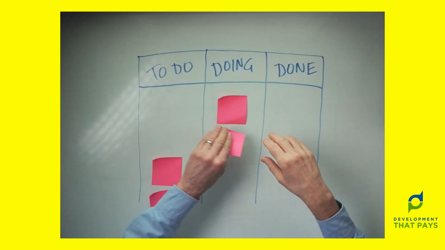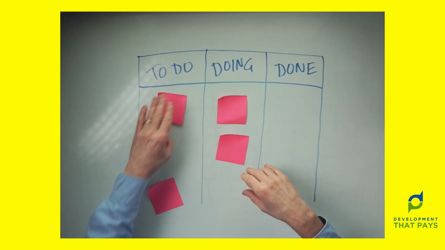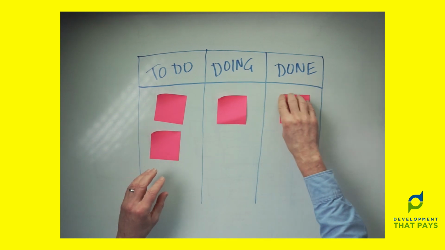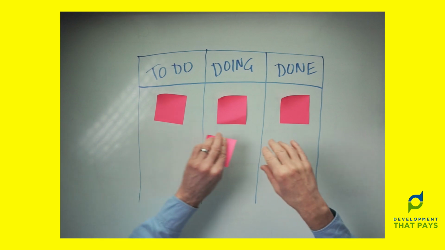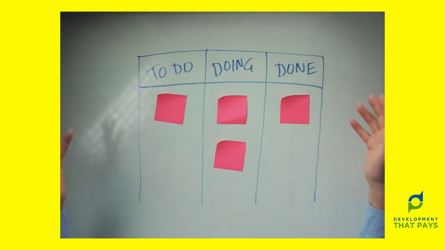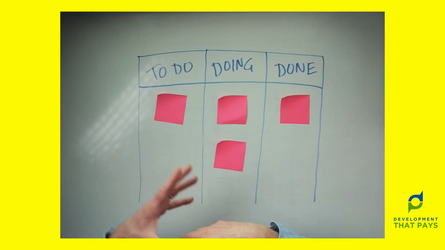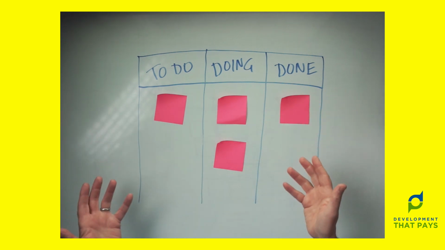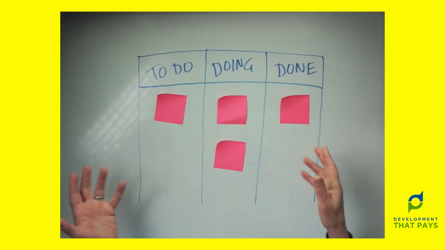As time goes on, items get pulled in from to do, and eventually items make it all the way across to the done column. And by the time we get into the middle of the sprint, if this is still the Scrum team, the board looks pretty much as it would for a Kanban team.